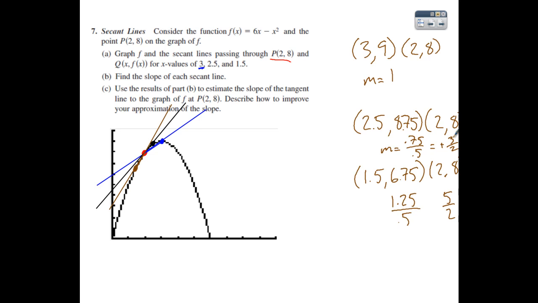So this is 5 halves, 3.5, and then 1. As I go this direction, I'm getting steeper slopes. So I go from 1, 1.5, and then 2.5. Where is the actual slope, the slope of the red dot, going to lie? It should lie in between those two, so right around 2.